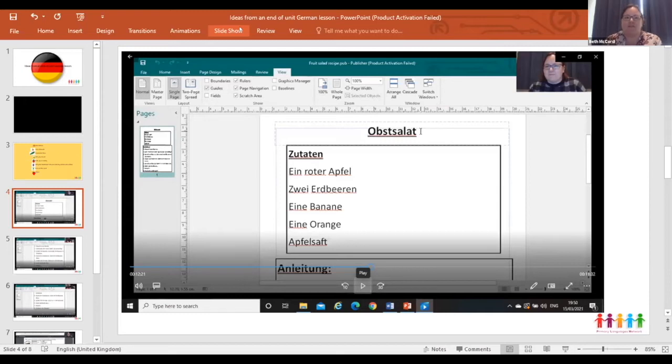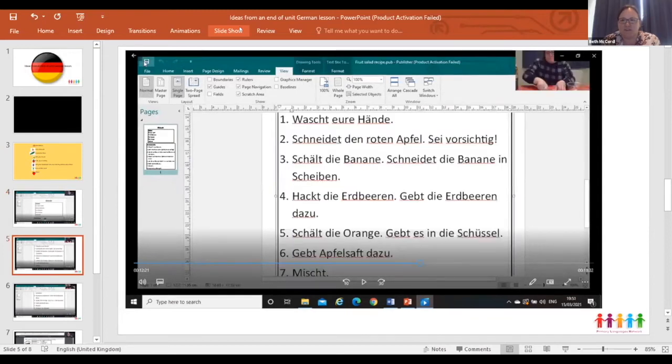And then I went on to make the actual fruit salad. So I demonstrated the verbs rather than just going through and explaining what they meant. You can just about see me at the top chopping up an apple. I'd actually show the fruit, and I'd talk about how we could make links between the German instructions and the English words that I knew they would know, such as peel and cut and things like that.